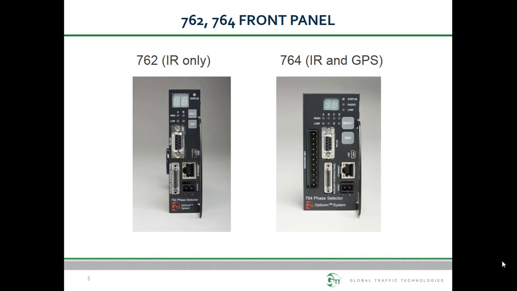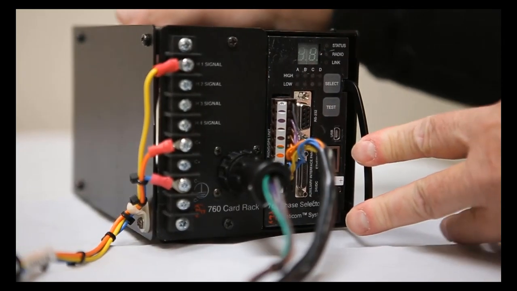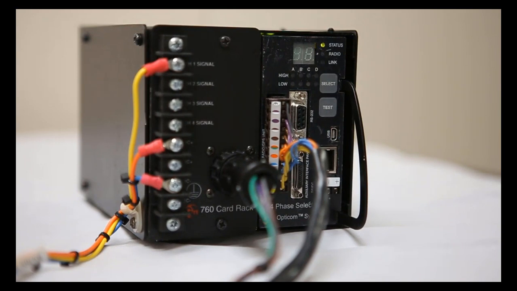Next, we will be describing the various connectors and indicator lights on the front of the phase selector. The 762 and 764 are very similar, but the 764 has an additional connector, additional indicator lights, and 4 channels rather than 2 channels. We will start with the indicator lights. The status indicator functions as a power on indicator. It will also blink when the phase selector is in standby mode.